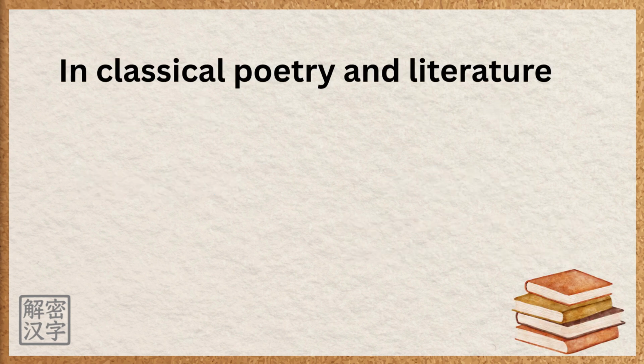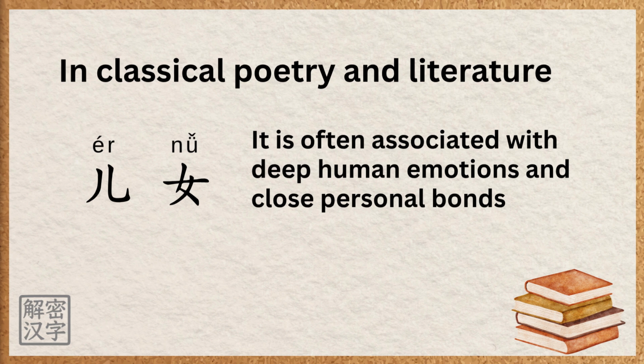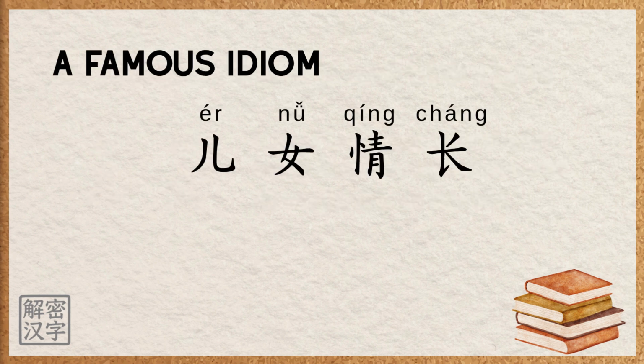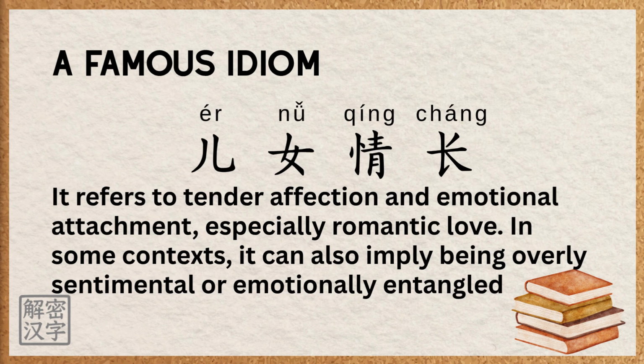In classical poetry and literature, 儿女 is often associated with deep human emotions and close personal bonds. There is a famous idiom, 儿女情长. It refers to tender affection and emotional attachment, especially romantic love. In some contexts, it can also imply being overly sentimental or emotionally entangled.